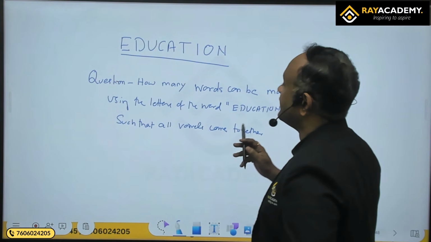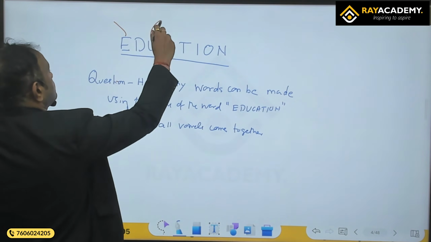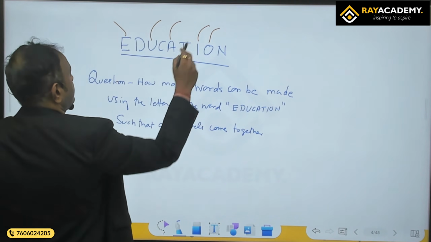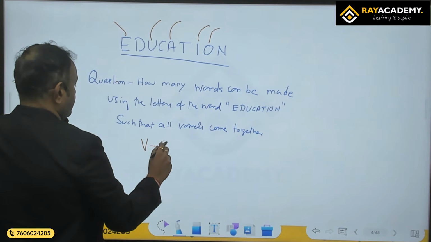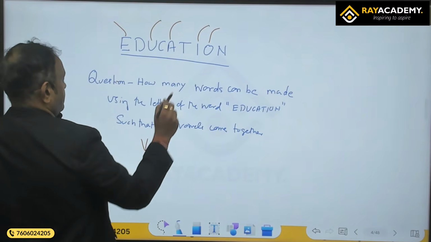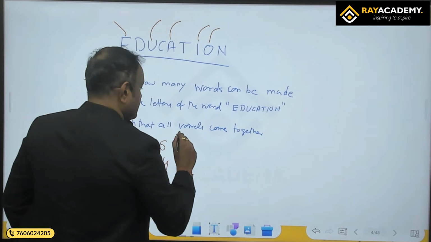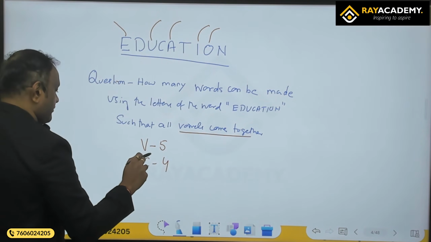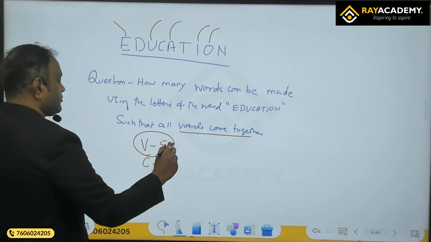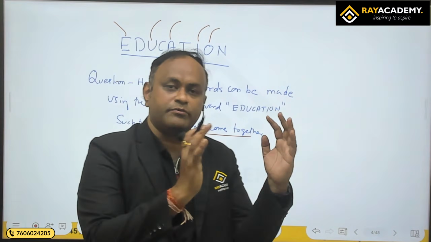Let us find out what are the vowels in education. This is vowel 1 2 3, a e i o u. Okay, there are 1 2 3 4 5. So vowels are 5 and rest are consonants. Consonants are 1 2 3 4. Okay, now if all the vowels have to come together, you will bind the vowels, virtually bind them. So wherever they will go as a single entity, the vowels will move like that.